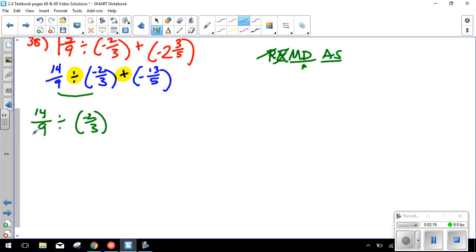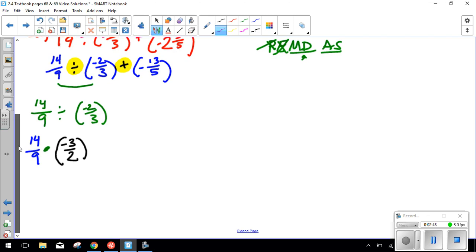And from here, I'm going to do the keep, change, reciprocal, keep, change, flip around. So I'm going to keep, I'm going to change. So the opposite of dividing by a number is to multiply its reciprocal. I'm going to multiply this by negative 3 over 2. So keep, change, flip.